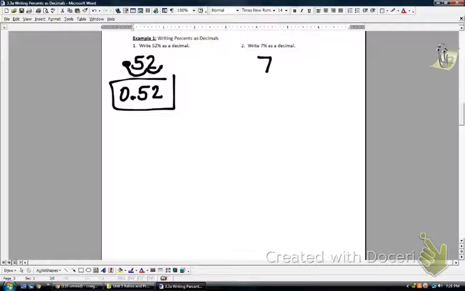Alright, then number 2, write 7% as a decimal. I'm going to start with no percent sign, then my decimal point is here, and I'm going 1, 2, so there's where my decimal point goes, and then I just fill that in with a 0. So my answer is 0.07.